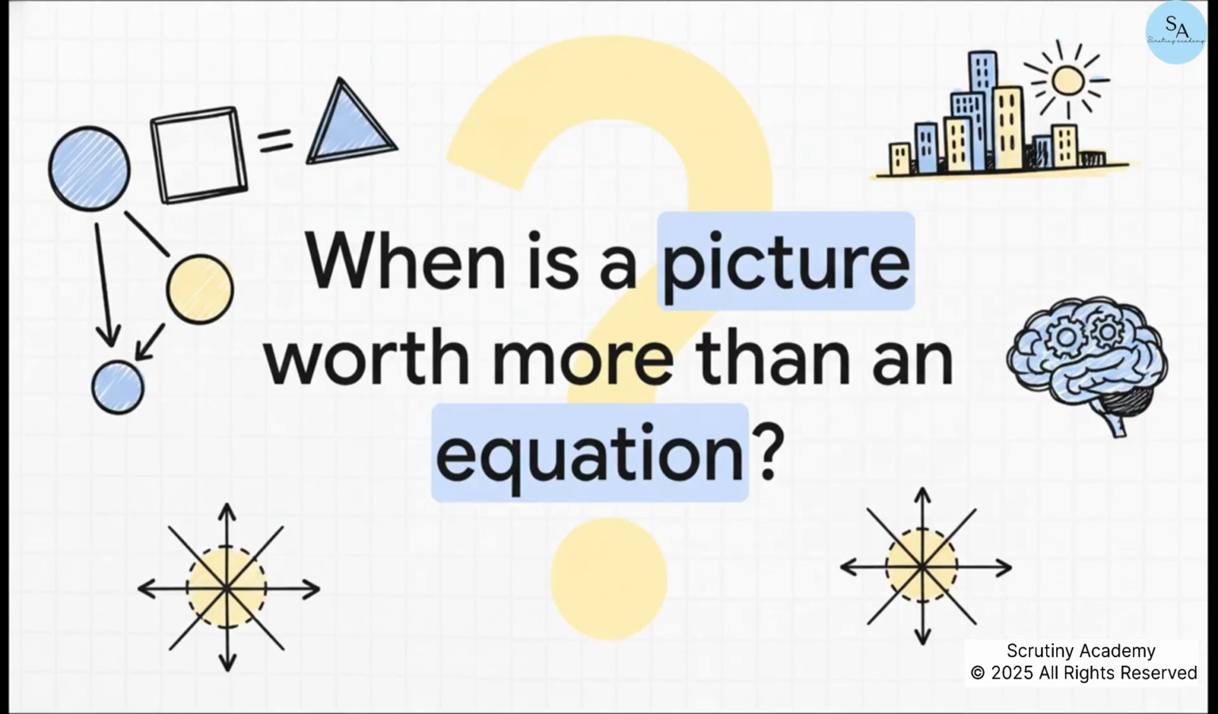And that leaves us with something to think about. We've seen how powerful equations can be, but we've also seen the incredible clarity and intuition that a picture can give us. So I'll leave you with this question to chew on. When it comes to solving problems, not just in math, but in anything, when is a picture truly worth more than an equation?